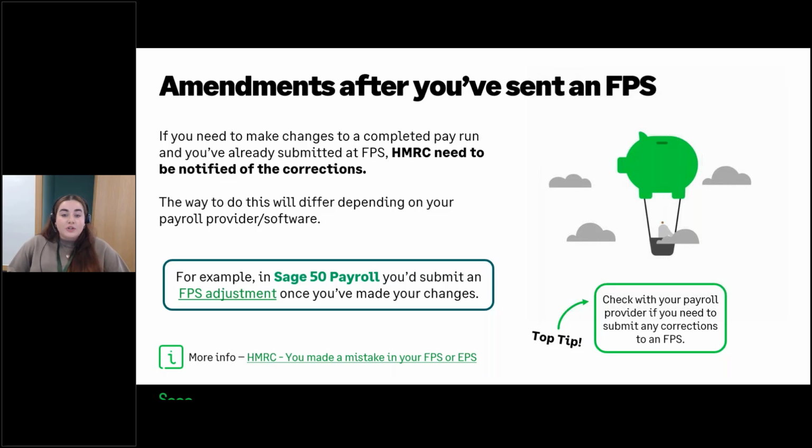Something to note with an adjustment as well is, although the submission only shows the values for the most recent period that you've corrected, any prior periods that you've amended are going to be included in the submission's year-to-dates. So if you've corrected a couple of months or a couple of weeks, this one FPS adjustment will include all of those changes to any year-to-dates.